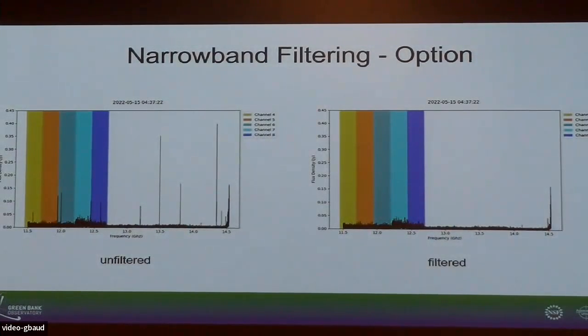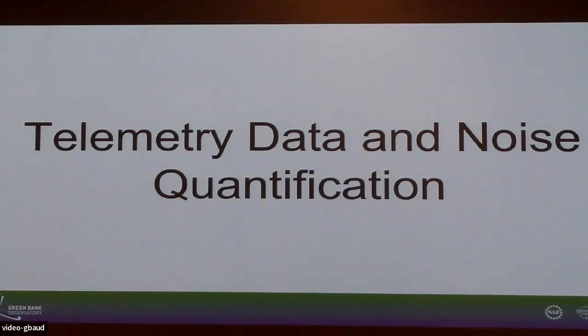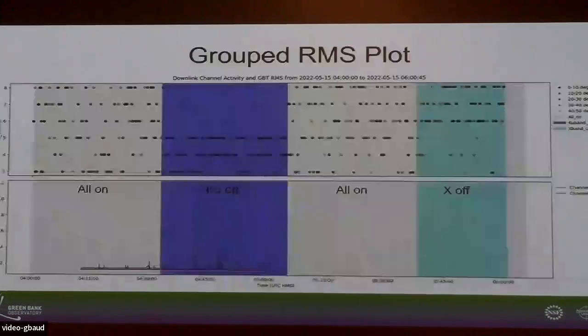I also have a narrowband filtering option, which can help us more clearly see how this broadband noise is different from the rest of the spectrum. Over here in the channels, you can see that this is elevated compared to the rest of the spectrum, and that becomes more apparent when we take all that out. It's pretty stark. This is also an option that can be put in the movies or any of my other data visualization tools. So the second type of data I'm looking at is telemetry data and noise quantification.